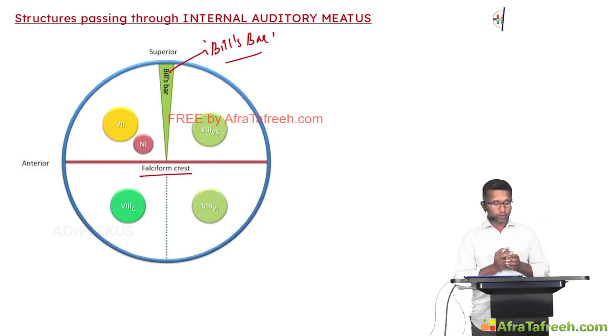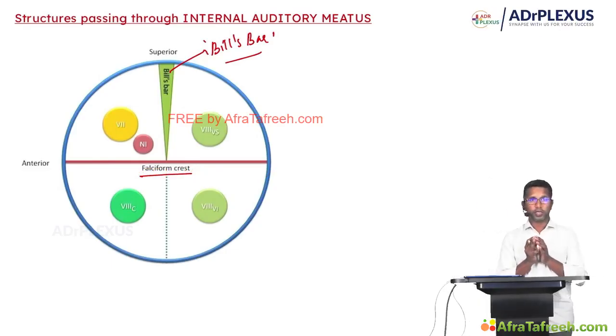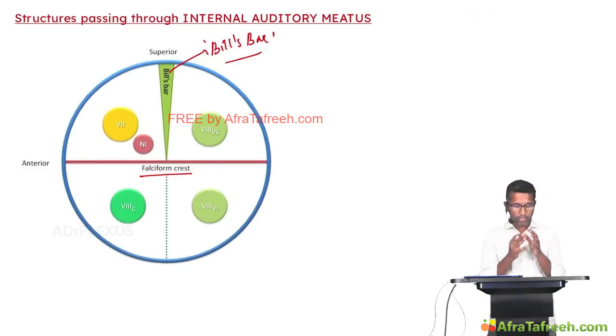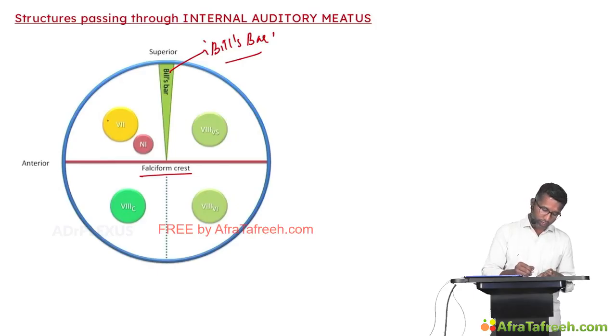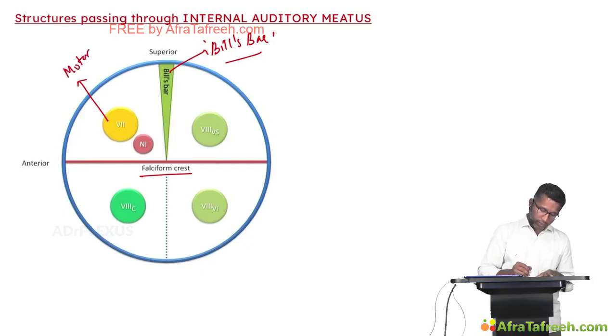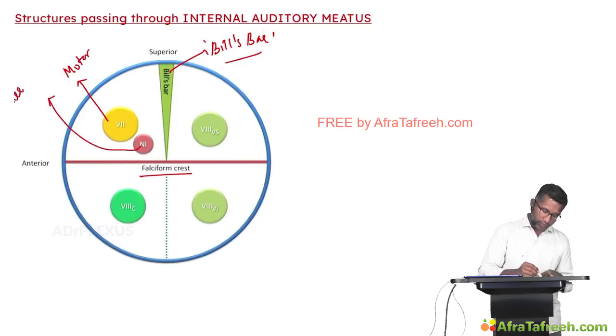Now, the entire foramen is divided into 4 areas. In one quadrant the facial nerve runs. The facial nerve has 2 parts: the motor part of the facial nerve, and the sensory part of the facial nerve, which is called nervus intermedius. They run in this quadrant.